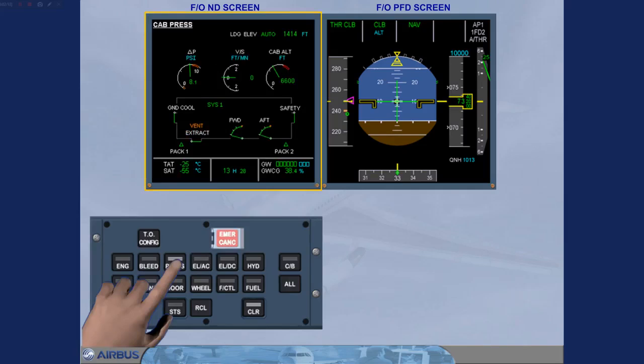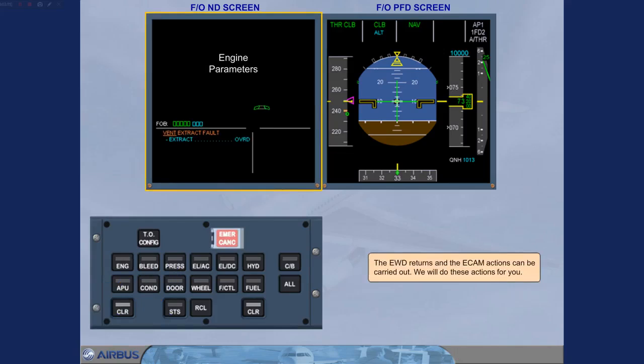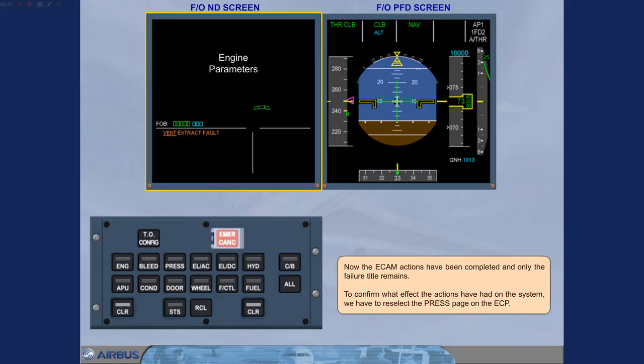The system page can be studied to provide more information about the failure and then the push button released. The engine warning display returns and the Ecam actions can be carried out. We will do these actions for you. Now the Ecam actions have been completed, and only the failure title remains.